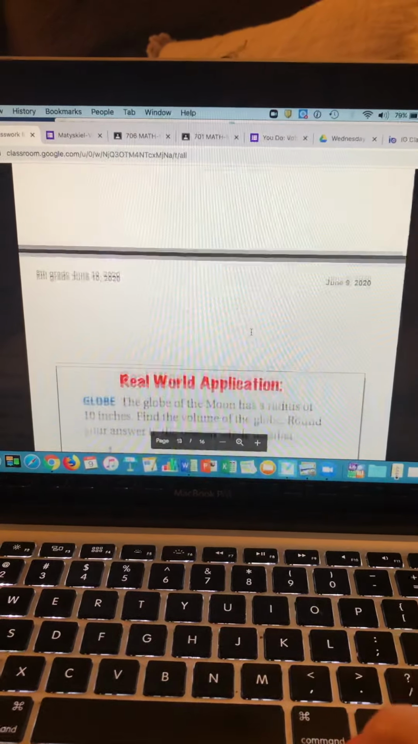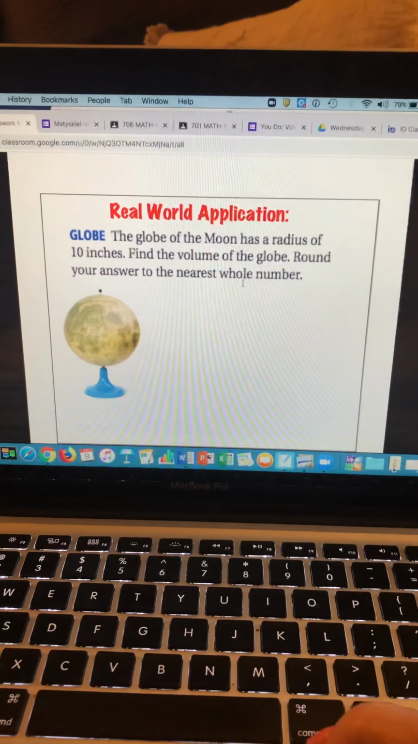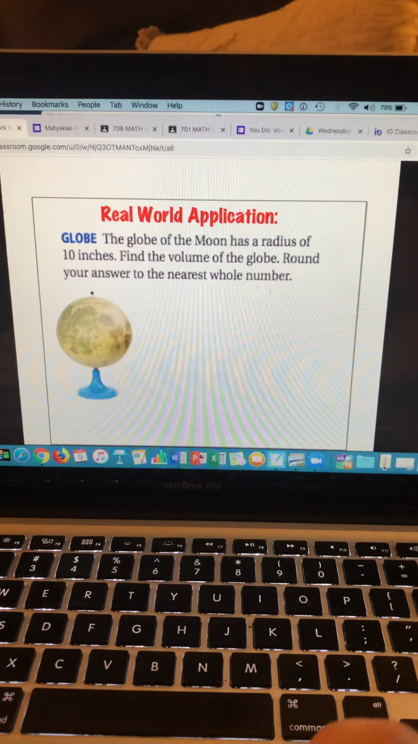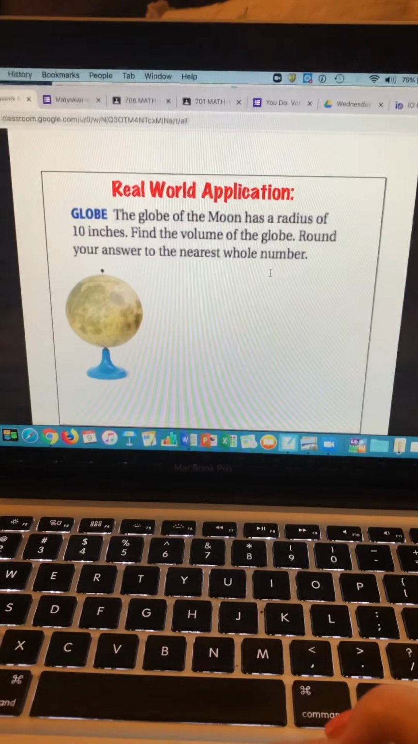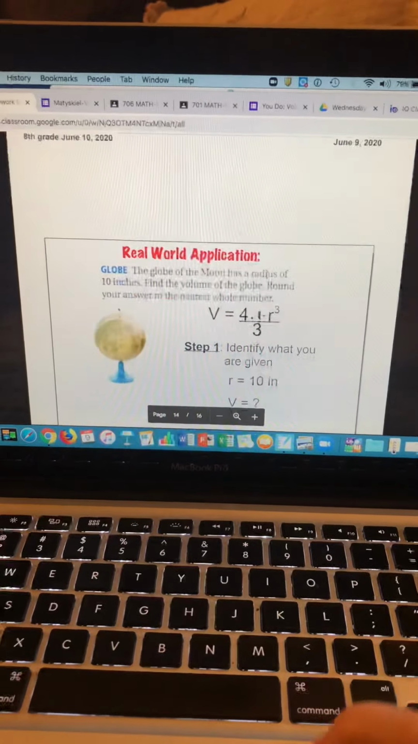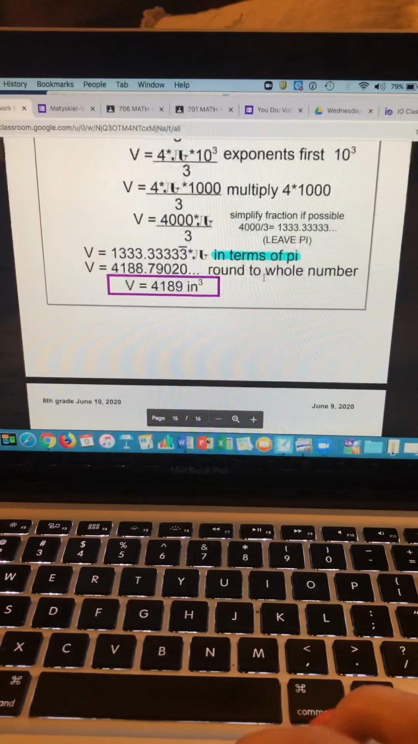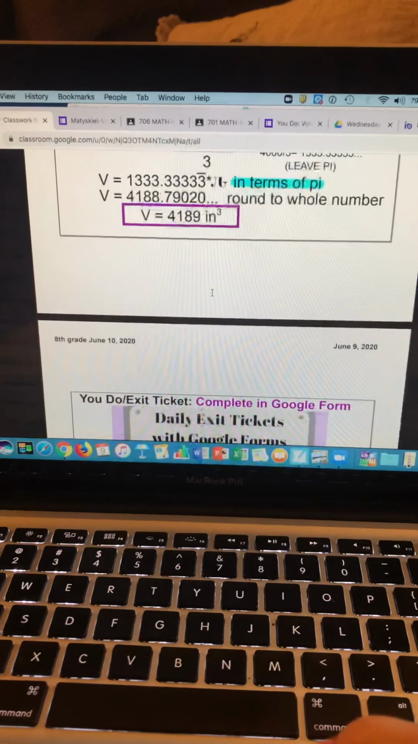Okay, there's another one for you to try on your own. Answers on the following slide. A real world application where they give you the globe. The globe of a moon has a radius of 10 inches. Find the volume of the globe and round your answer to the nearest whole number. So that's the only difference from what we've been practicing is where you're rounding to, but everything else remains the same. Identify what you're given, plug it in, use your steps, and solve. Notice our final answer is rounded to the nearest whole number.